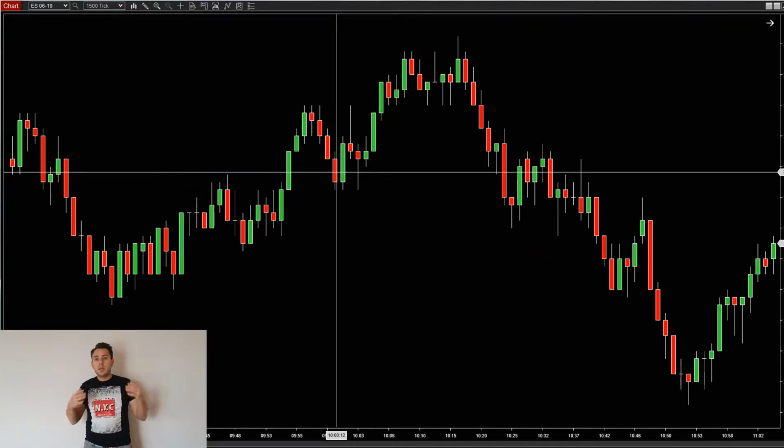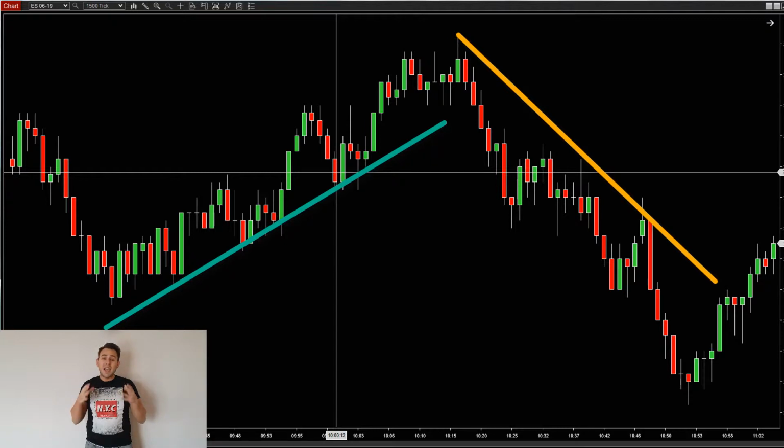So the theory behind drawing the trend lines from highs in an uptrend and drawing the trend lines from lows in a downtrend basically lets us find a turning point in the market. Now, drawing the trend lines from the lows in an uptrend and from the highs in a downtrend actually lets us get confirmation that the trend is about to change.